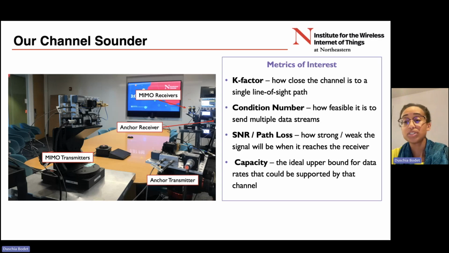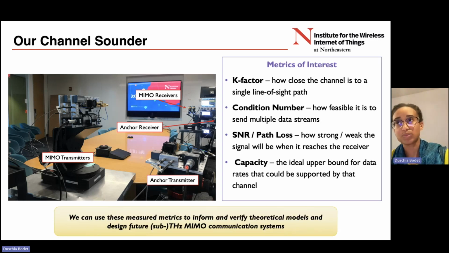And we show some preliminary results of these metrics in our paper. But the real win here is that we have an experimental platform that allows us to verify and inform our theoretical models that we can use to design future sub-terahertz MIMO communication systems.